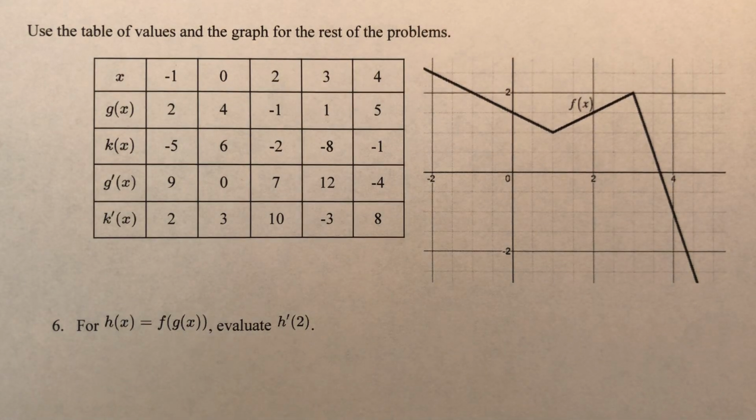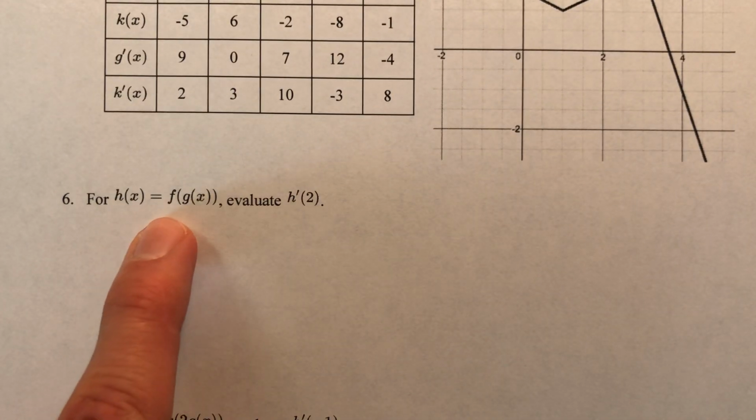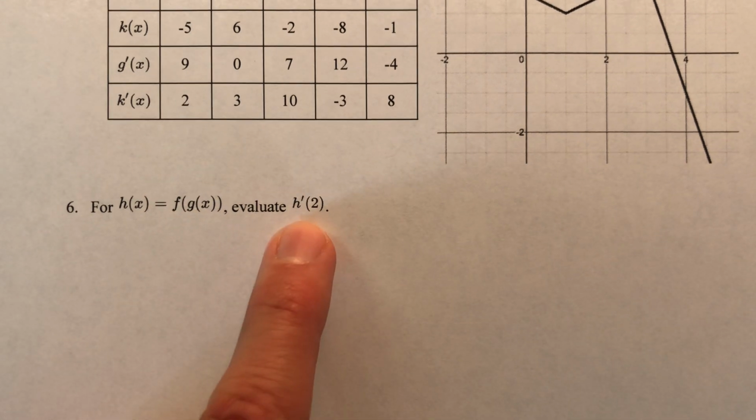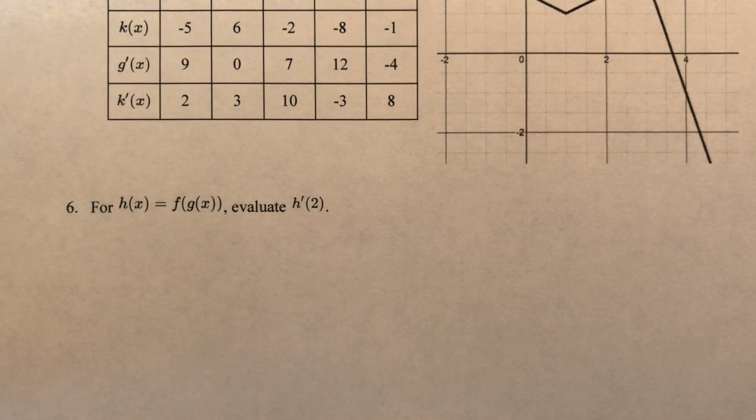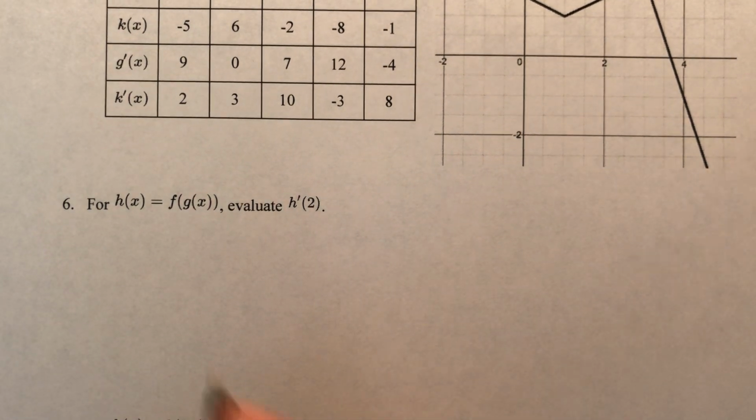All right, this table and this graph are going to look awfully familiar. You've seen them before, but now we're going to do this within the context of a chain rule. So let's look. h is equal to f of g of x, evaluate h prime of 2. So they're asking us to figure out the value of the derivative at a specific point. Well, let's go ahead and find the derivative first.